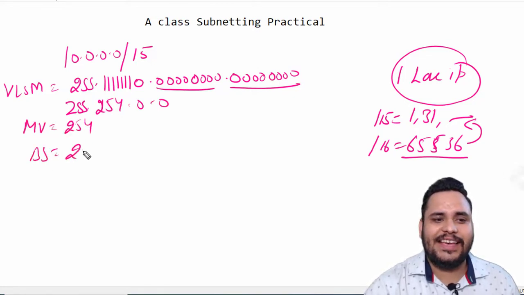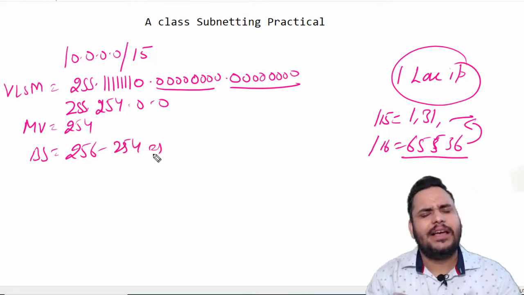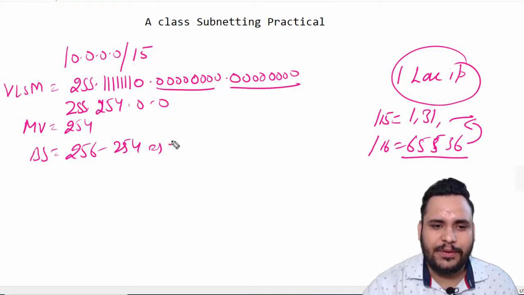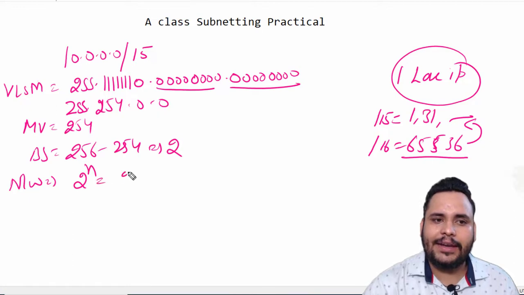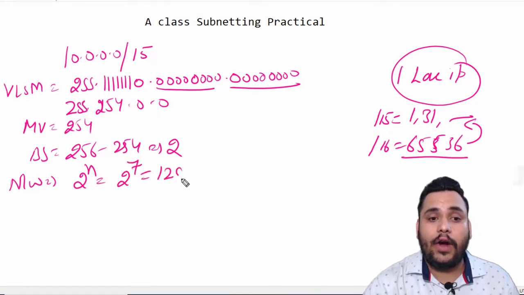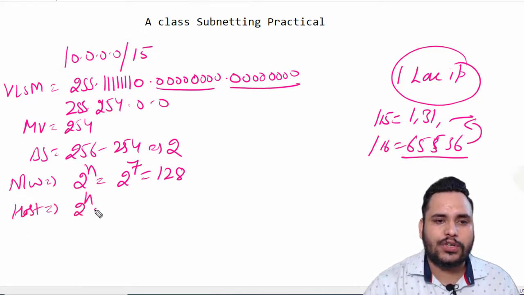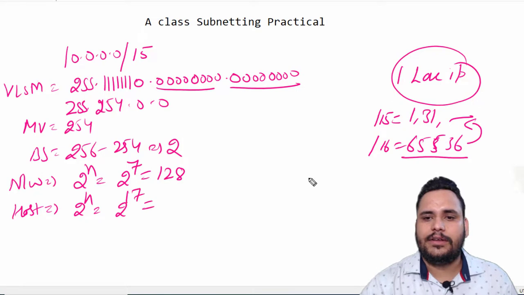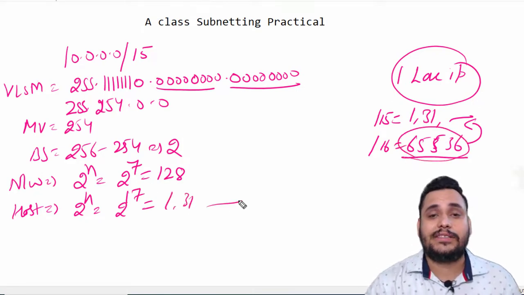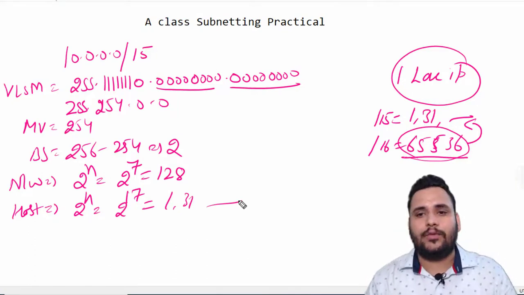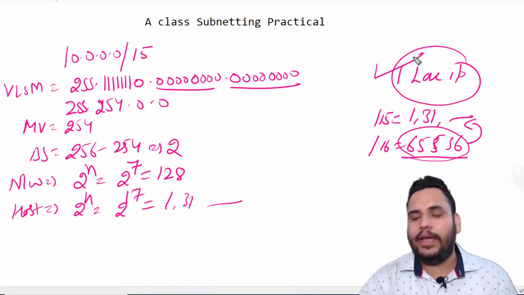So block size is, now if you have solved C class and B class, then definitely A class is easy for you. Number of networks is 2 raised to power n. So n value is 7, like 128 networks, and they contain 17 host bits. If you double the value of this, then a value of around 1,31,000 will be there. So in one network you can have 1 lakh IPs also. So this is the concept of A class.